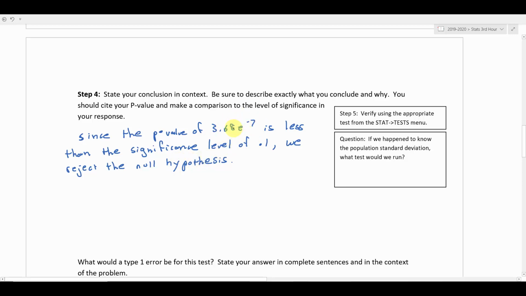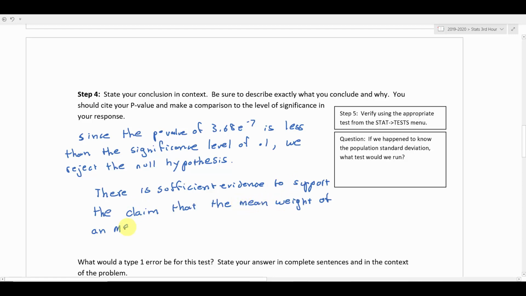So then we write our interpretation. We say there is sufficient evidence to support the claim that the mean weight of an M&M is less than 2.4. Okay? So you have to do your comparison of the p-value to the significance level. If it's less than, you're going to reject the null hypothesis. Then you'll go on to say that there is sufficient evidence to support the claim of the contradictory statement that you started with. All right?